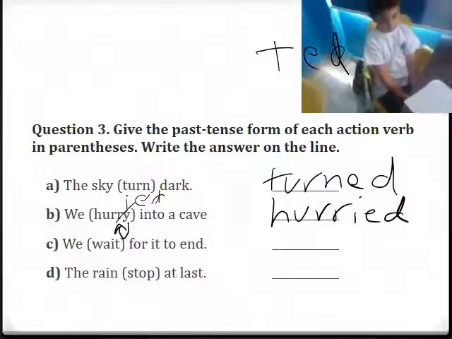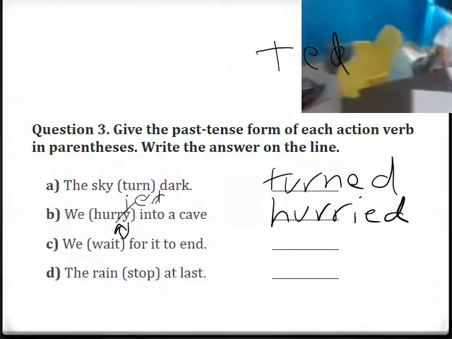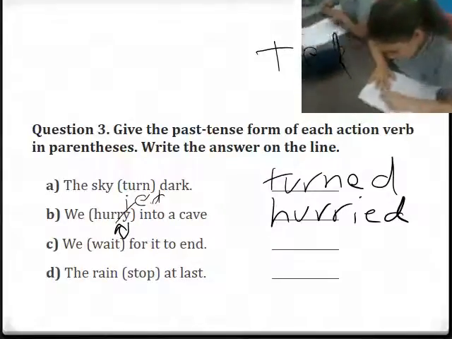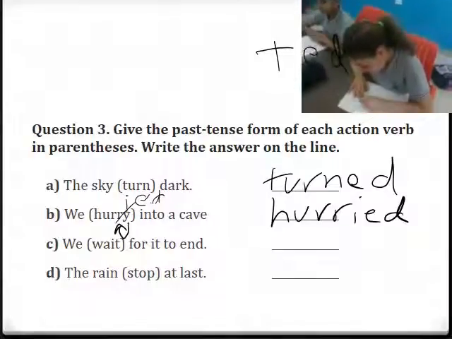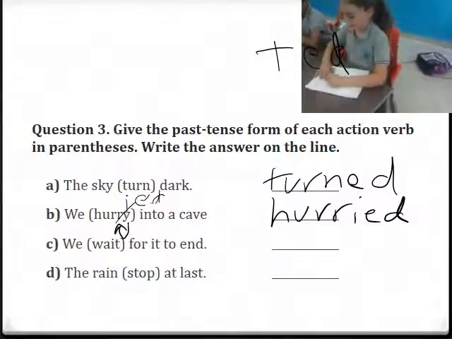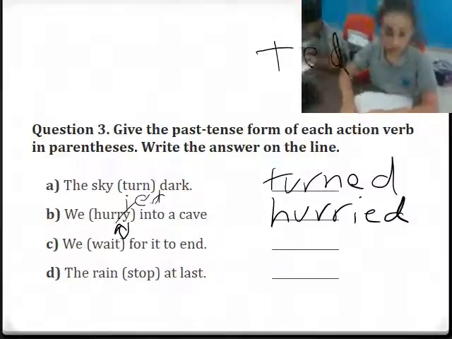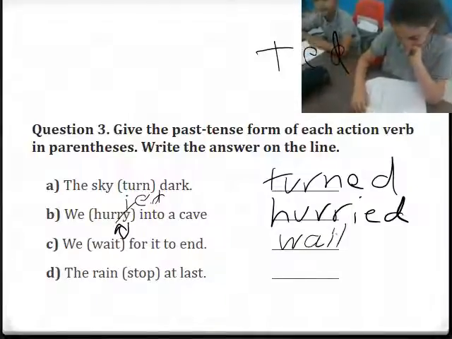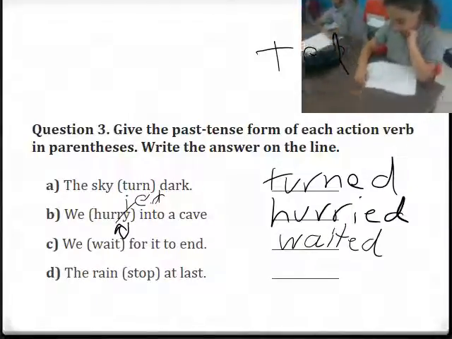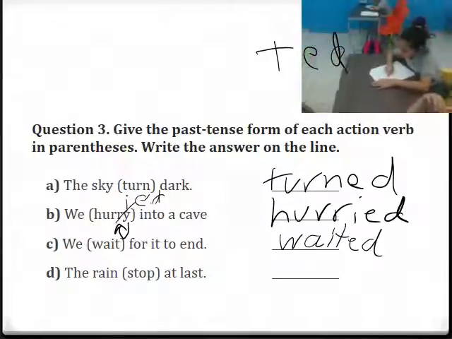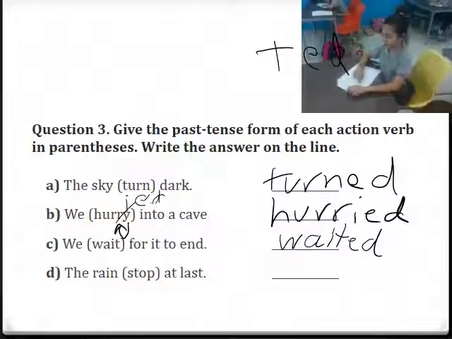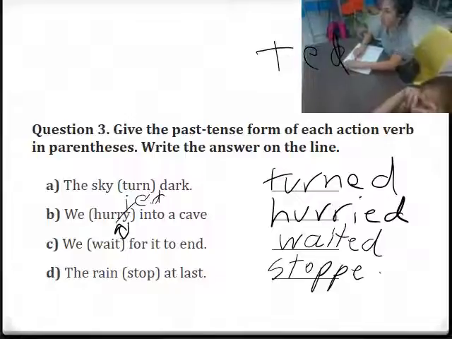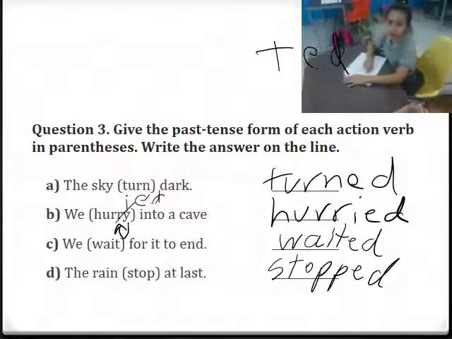Very good. Next question, Tia. We wait for it to eat. Wait, how do we change it to its past tense form? Add ed. Yes, it will be waited. Next one, Sabine. The rain stopped at last. Stop. We put double T. Yes. Why do we double the final consonant? What's before? Very good.